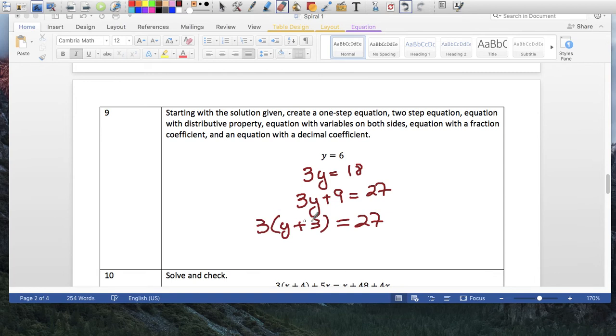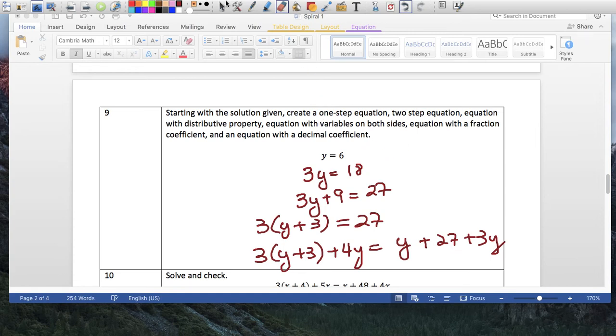Now I want to add some variables to both sides, so I can do 3y plus 3. Let me pick plus 4y on this side, and I want to add 4y on the other side. So I'm going to add it in this format: y plus 27 plus 3y, only to make it a little prettier. Did I add 4y on the other side? I did, because y plus 3y is 4y. So I'm done. So now I have a one-step equation, a two-step equation, an equation with variables, an equation with the distributive property, and an equation with the distributive property and variables on both sides.